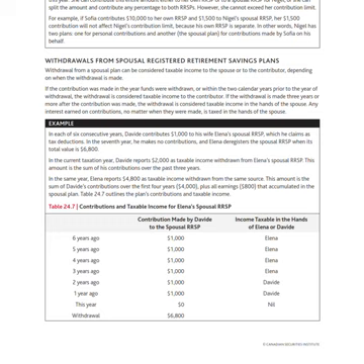Example: in each of 6 consecutive years, David contributes $1,000 to his wife Elena's spousal RRSP, which he claims as tax deductions. In the 7th year, he makes no contribution and Elena deregisters the spousal RRSP when its total value is $6,800. In the current taxation year, David reports $2,000 as taxable income withdrawn from Elena's spousal RRSP. This amount is the sum of his contributions over the past 3 years. In the same year, Elena reports $4,800 as taxable income withdrawn from the same source.